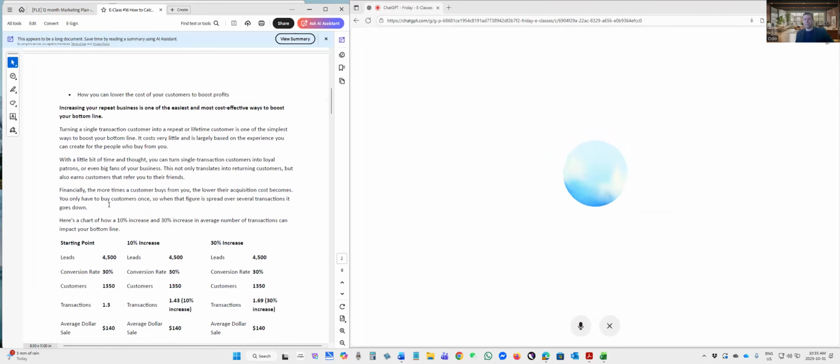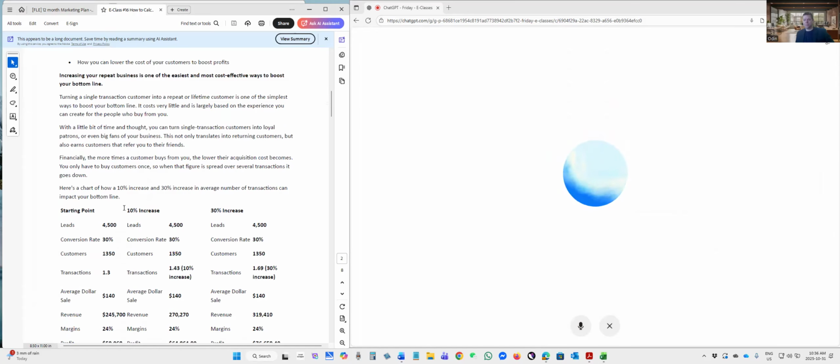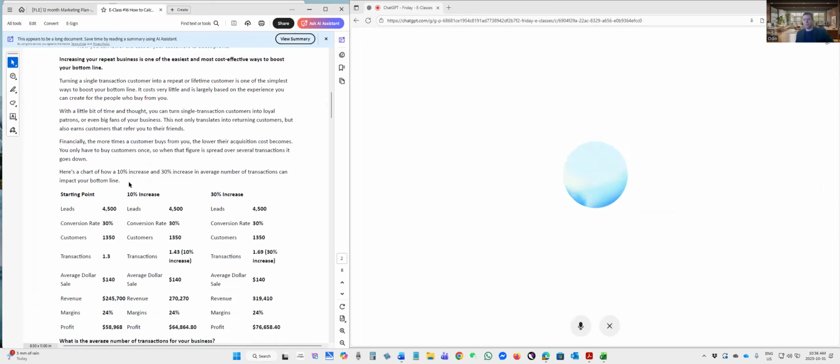Financially, the more times a customer buys from you, the lower their acquisition cost becomes. You only have to buy customers once, so when that cost gets spread over several transactions, it goes down. Here's a chart of how a 10% increase and 30% increase in average.